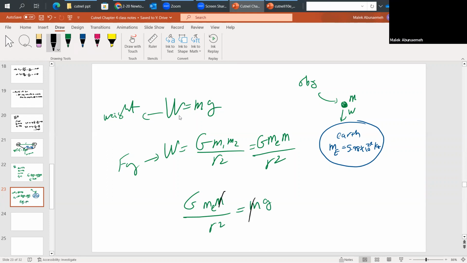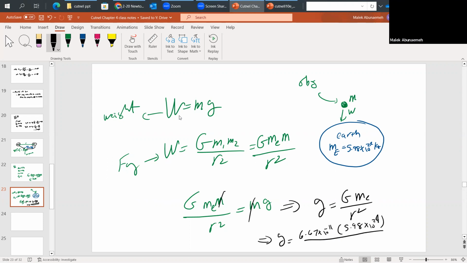Having to cancel those m's, those masses, that means your gravity is going to equal G times M-E over R squared, which means that g is going to equal 6.67 times 10 to the negative 11 times the mass of the Earth that we just put in a little while ago, 5.98 times 10 to the 24th.